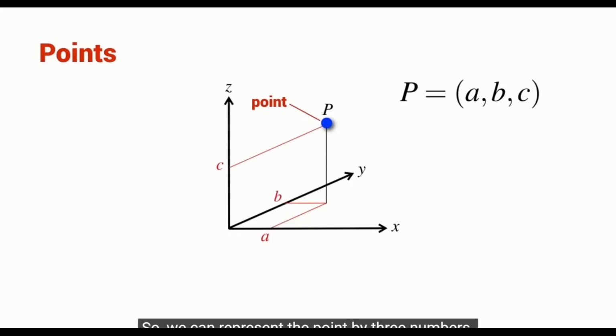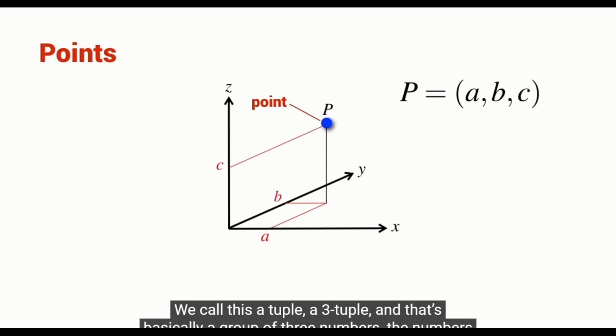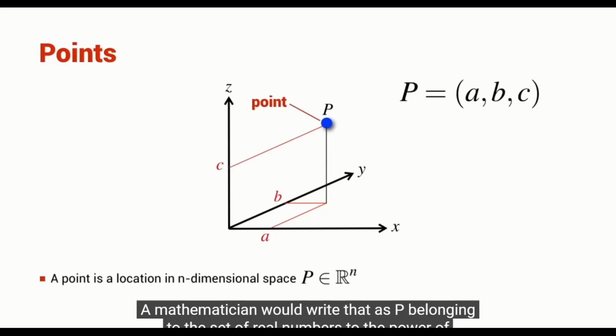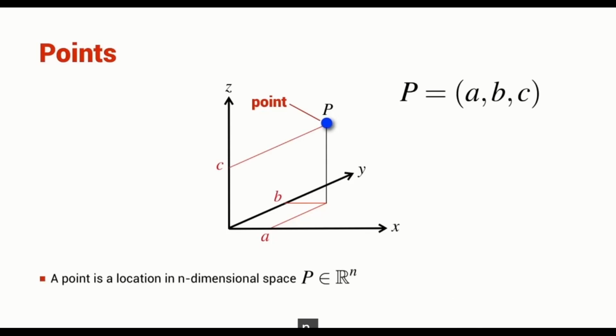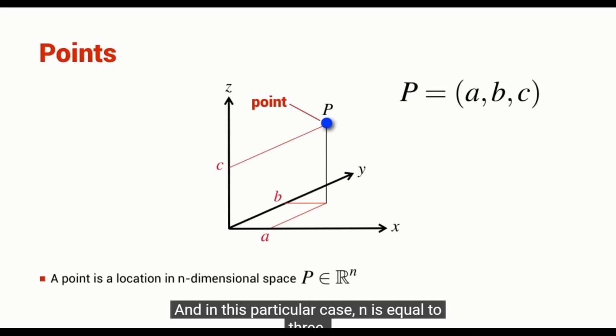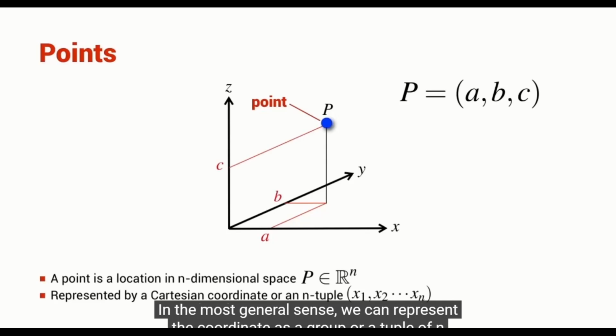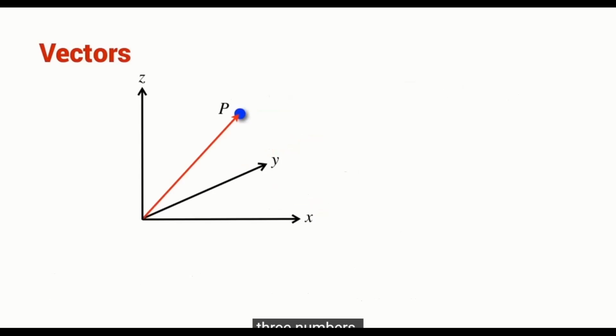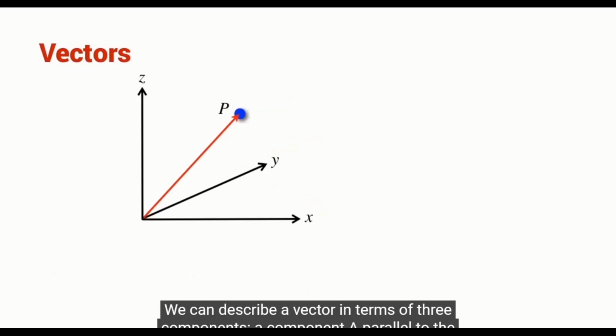So we can represent the point by three numbers. We call this a tuple, a three-tuple. That's basically a group of three numbers, the numbers A, B, and C, and they're the coordinates of the point. So we can consider a point is a location in an n-dimensional space, and a mathematician would write that as P belonging to the set of real numbers to the power of n, and in this particular case, n is equal to 3. In the most general sense, we can represent the coordinate as a group or a tuple of n numbers. Again, in this case, n equals 3, so we represent the point by a coordinate which comprises three numbers.